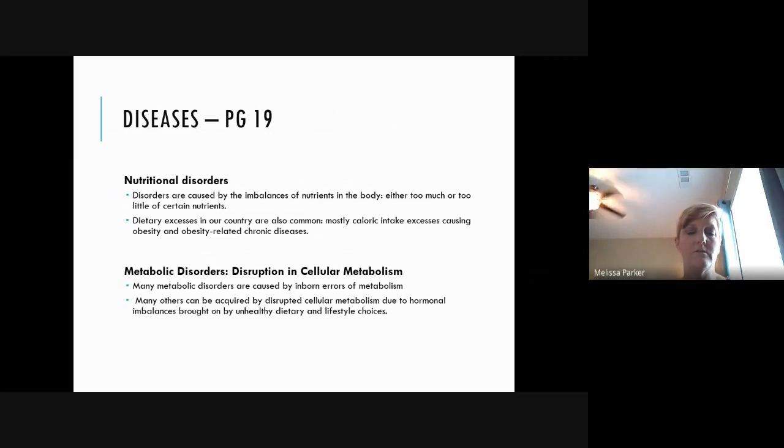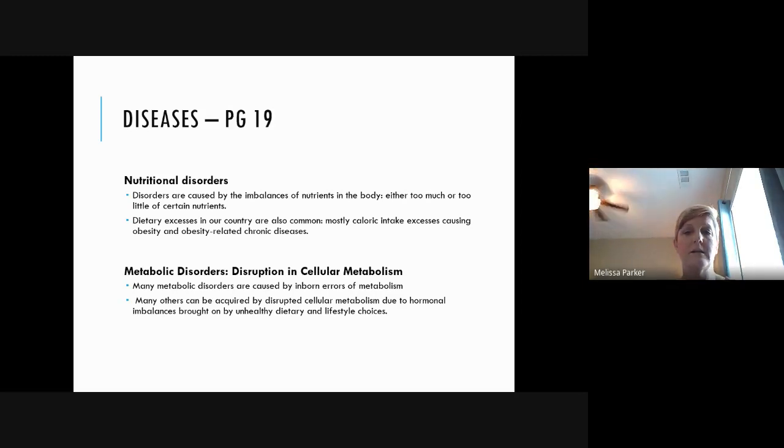So many metabolic disorders are caused by inborn errors of metabolism. Many others can be acquired by disrupted cellular metabolism due to hormonal imbalances brought on by unhealthy dietary and sedentary lifestyles, like, for example, type 2 diabetes. So another example of a metabolic disorder is diabetes, which is a disorder of glucose metabolism. So the body cannot utilize glucose the way it's supposed to.